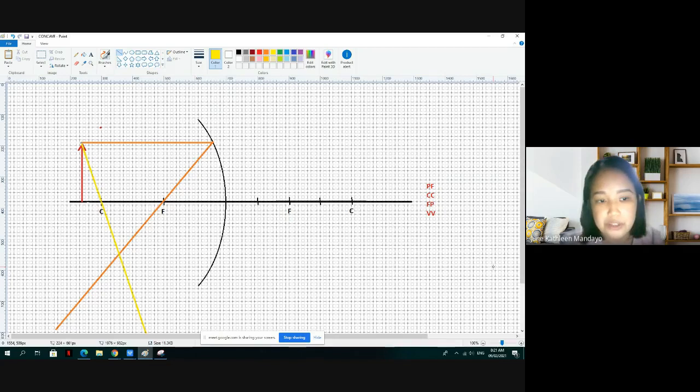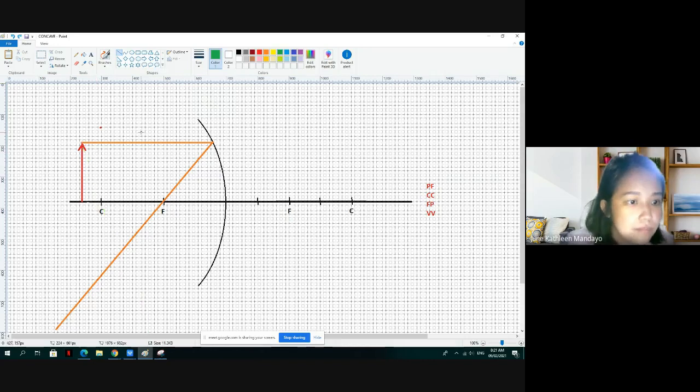And then, for the next rule, you have here the FP rule. For the FP rule, you have here a light ray daw. Let us use green. Sorry. Okay, so you have here, pambihira. Sige na nga, yellow na yan. Green na yan. You have here light that is coming from the tip. Again, isa lang pinaggagalingan ko. Pupunta daw siya sa focus. What would happen is that the mirror will reflect it. How would the mirror reflect?